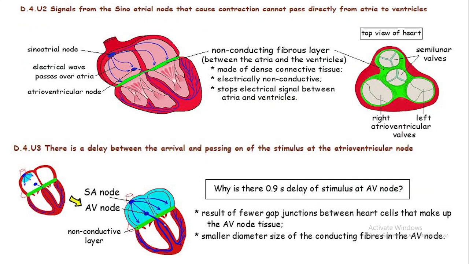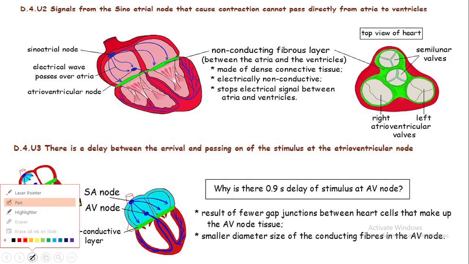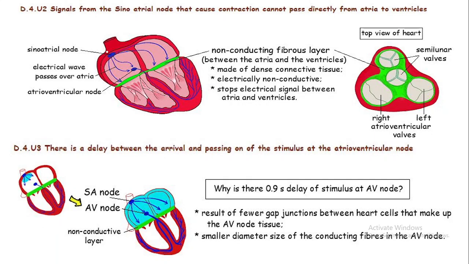Next, signals from the sinoatrial node that cause contraction cannot pass directly from atria to ventricles. Now let's see what exactly this is. Coming to this structure called the pacemaker, just have a look here. There is a structure called the sinoatrial node located on the top right corner of the right atrium.